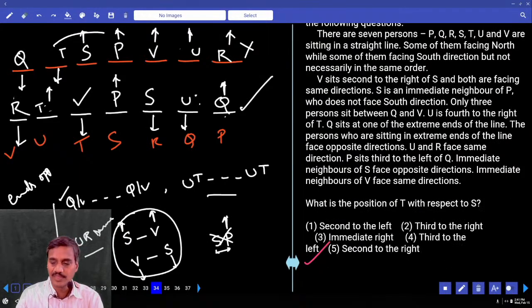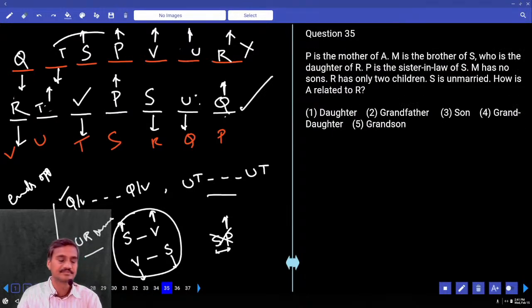Then 34: what is T's position with respect to S? T with respect to S: 1, 2, 3, third to the right. Now third to the right, choice 2, 34. Done? Now we have comfortably done around 30 questions in this paper.